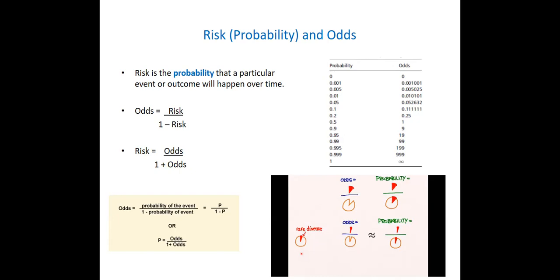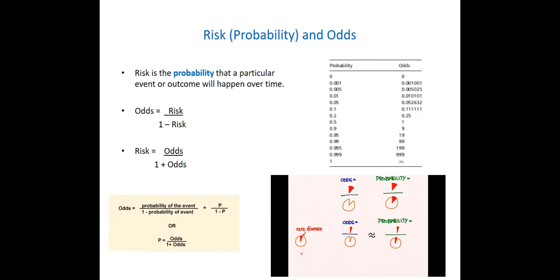It will be 1, because it's going to be 0.5 over 1 minus 0.5. It will be 0.5 over 0.5, which is 1. Then if the probability that it will rain tomorrow is 1, the odds will be infinity, because it's going to be 1 over 1 minus 1. 1 minus 1 will be 0, and 1 over 0 will be infinity.